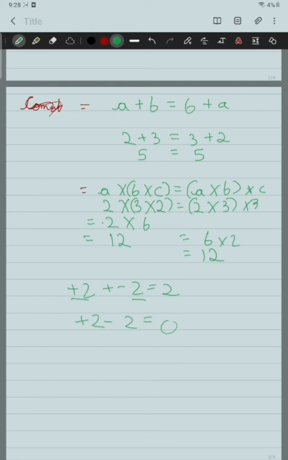Now next is additive identity. The additive identity of any number will always be 0. Additive identity is a number which, when added to a number, gives the number itself. For example, a plus 0 equals a. So 0 will be our additive identity.